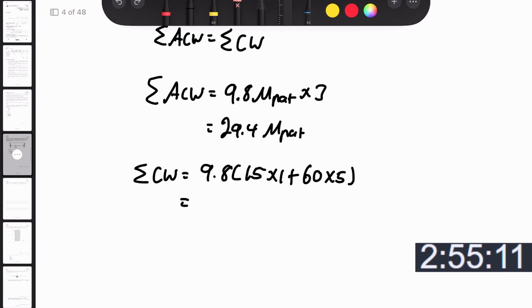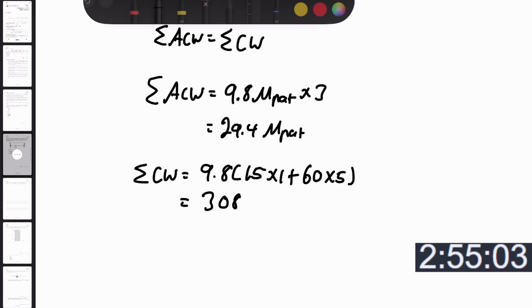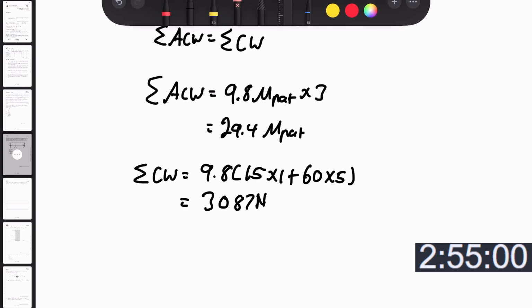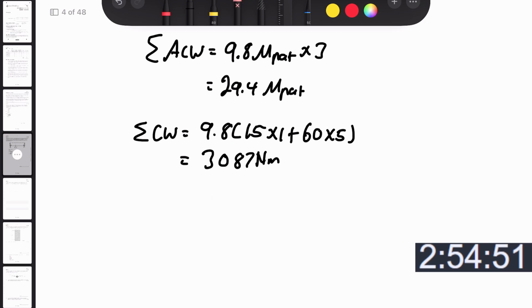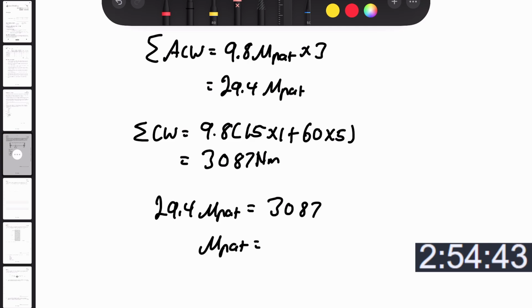So this is 9.8 times 15 plus 60 times 5, which gives 3087 newton meters. So then since these are equal, these must be equal. Oh wait, and Patrick's mass is 105. It's 3 sig figs, so 1.05 times 10 to the power of 2 kilograms.